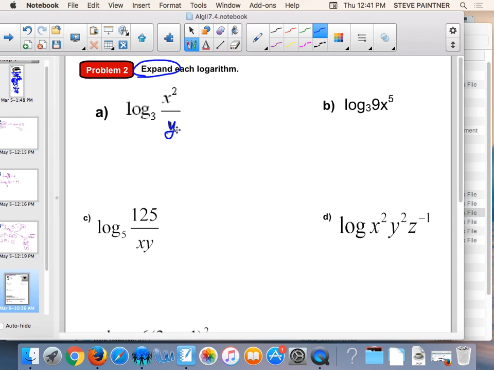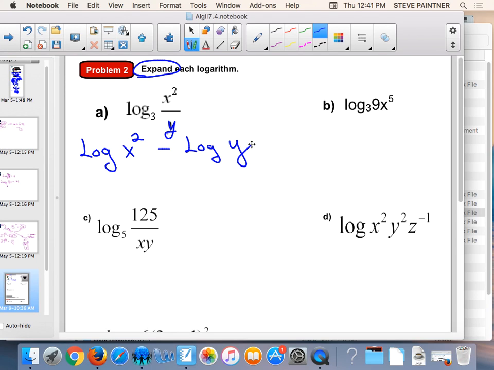If I want to break this apart and make it more logs, I see division, so division turns into what? 2 logs do what? Subtract. Okay, so I'll go log of what? Well, wait, you're going a little too fast, but yeah, it is. x squared is the numerator. Subtract log of what? The denominator. And there you go. You expanded, you're into 2 logs.